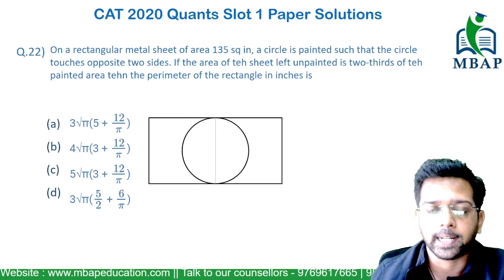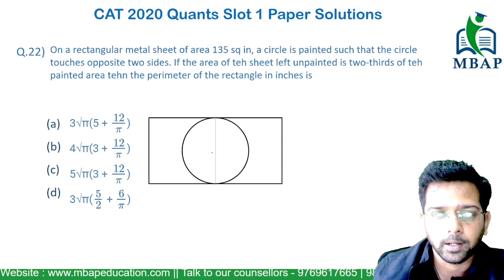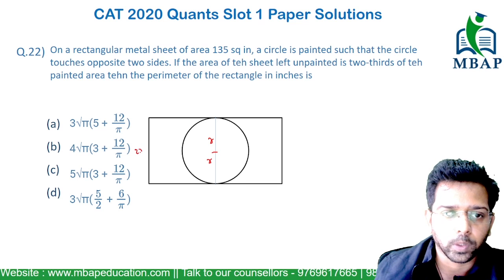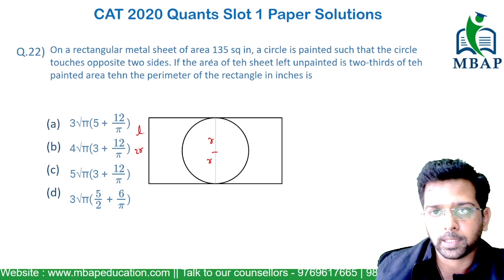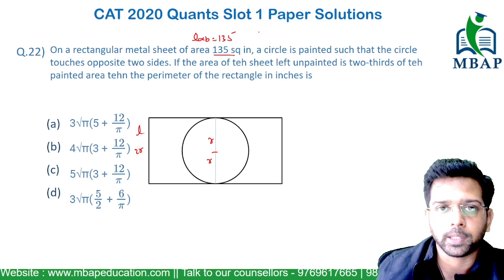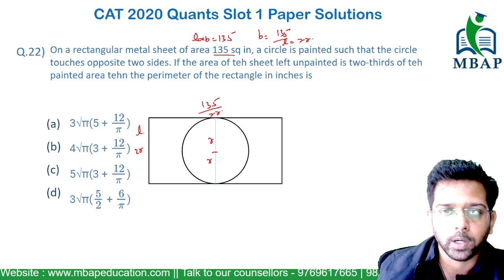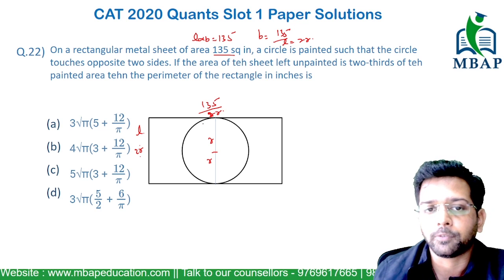Then the perimeter of the whole rectangle will be what? The perimeter of a rectangle will be 2 times length plus breadth. Let's understand the circle as having a radius of r. So this side will become 2r. Let's assume this is my length, and this is my breadth. Let's understand that 135 square units is my area, so length times breadth has been given as 135. So my breadth will become how much? 135 by L, but my L itself is 2r. So this side, which is my breadth, will become 135 upon 2r. My length is becoming 2r and my breadth is becoming 135 upon 2r, everything in terms of r, we can figure out.